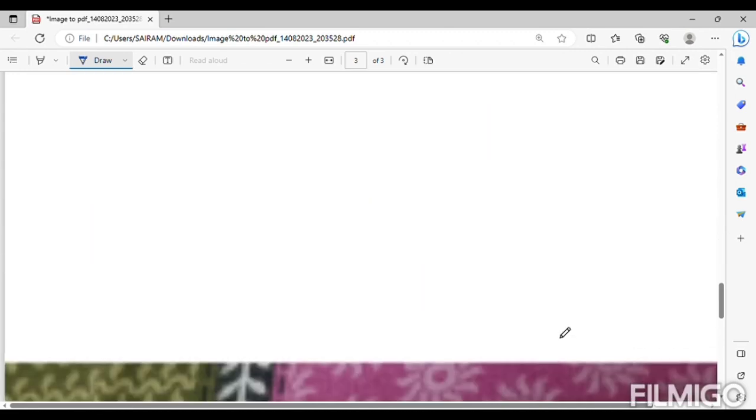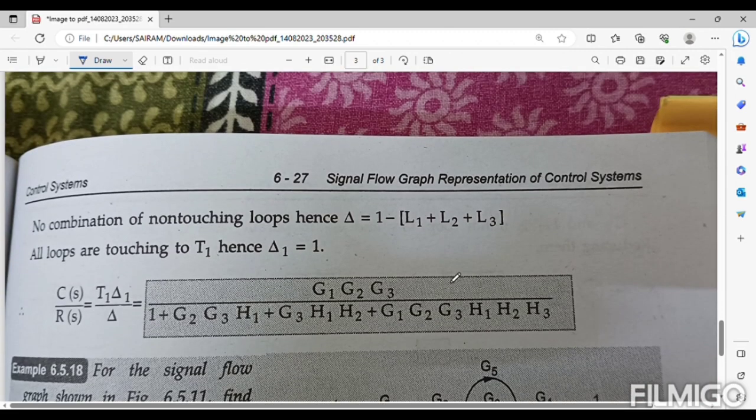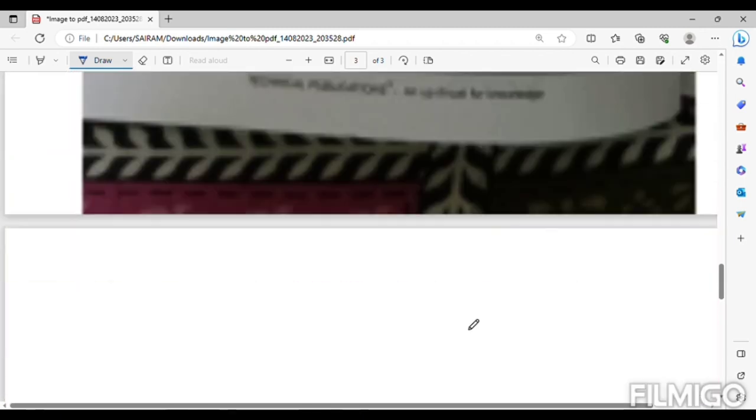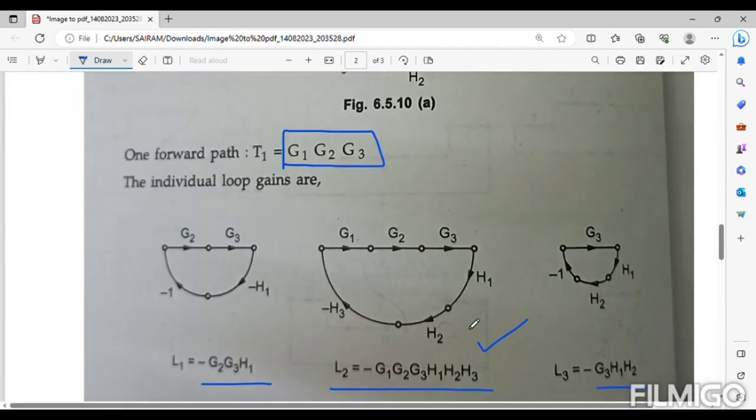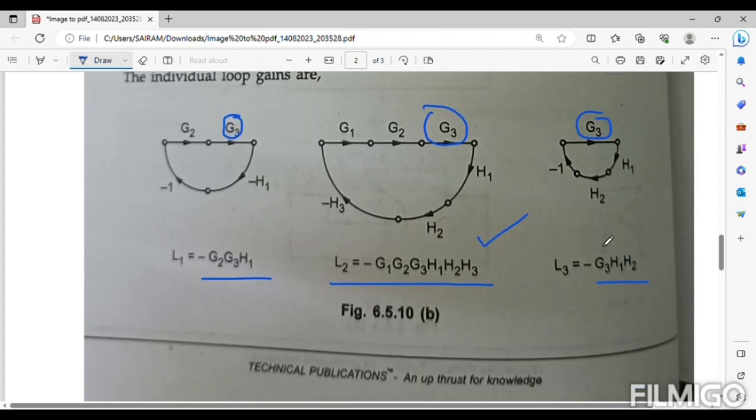Now here there is no combination of non-touching loops, because all the loops are touching each other. See here, there is a presence of G3, G3 and G3. There are the same terms in all three individual feedback loops, so they are touching each other, because this G3 and this G3 touch each other. That is why there is no combination of non-touching loops.